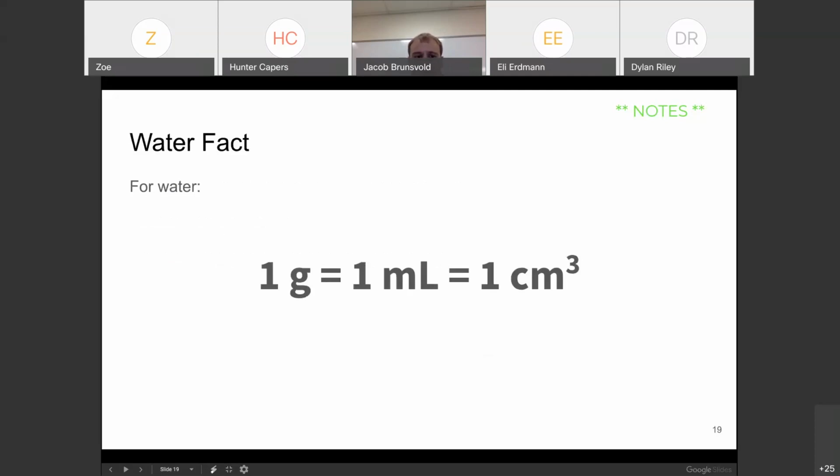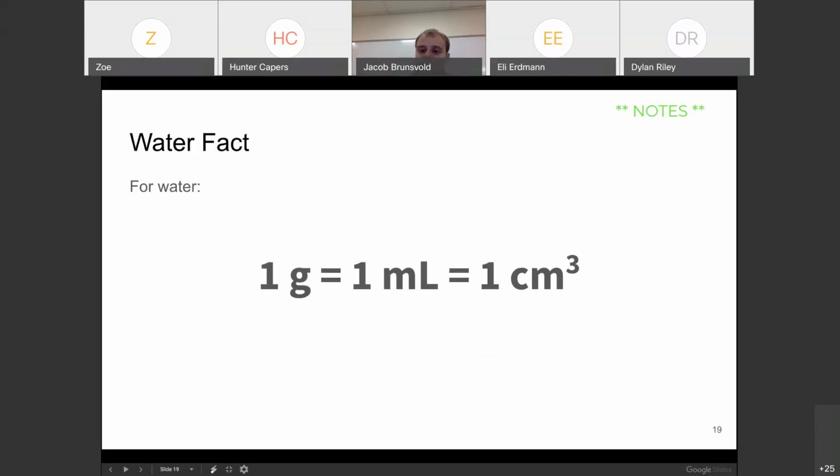Okay, quick fact about water. For water, 1 gram equals 1 milliliter equals 1 centimeter cubed. That is not an accident. When they developed the metric system, and when they decided what they wanted their unit for mass to be, someone took 1 centimeter cubed of water, or 1 milliliter of water, and massed it, and that became the unit for a gram. They said, oh, here, I've got 1 milliliter of water here. This is going to be our basis for mass.